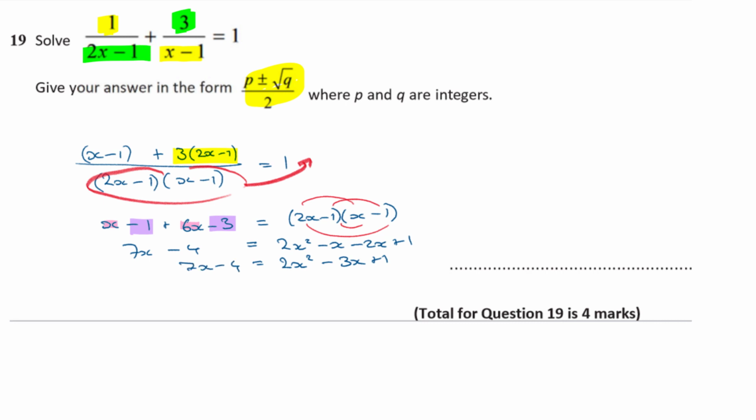And then I'm going to collect everything on the right hand side and make it equal to 0 on the left hand side. So I've got everything on one side. So the 7x on the left, when it moves over, is going to become minus 7x. So minus 3x, take away 7x is minus 10x.